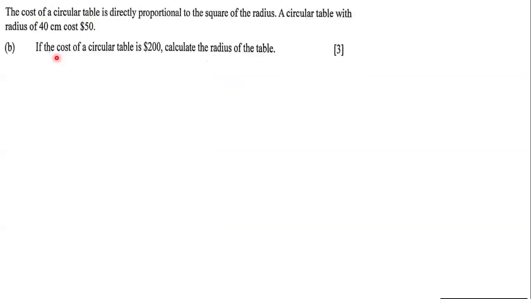Next, for part B, it says, if the cost of the circular table is $200, so in this case, they give us the cost, calculate the radius of the table. And so if we know that the cost is directly proportional to the radius squared, then that means that C is equal to K multiplied by R squared. Now, in this case, we know what C is, right? C is 200, because the cost of the circular table is 200. We know what K is. K is 0.03125. But we do not know what the radius is, and that's what we have to figure out.